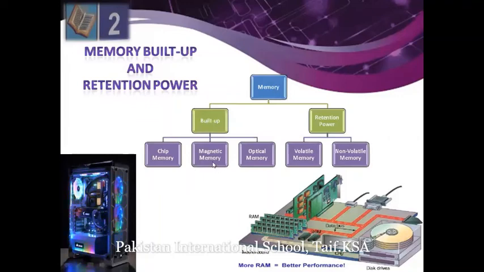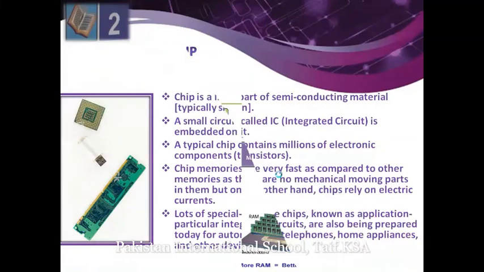All types of computer memory, as far as their build-up or manufacturing is concerned, are divided into chip memory, magnetic memory, and optical memory. So we can work with the chip memory, magnetic memory, and optical memory in many other forms.